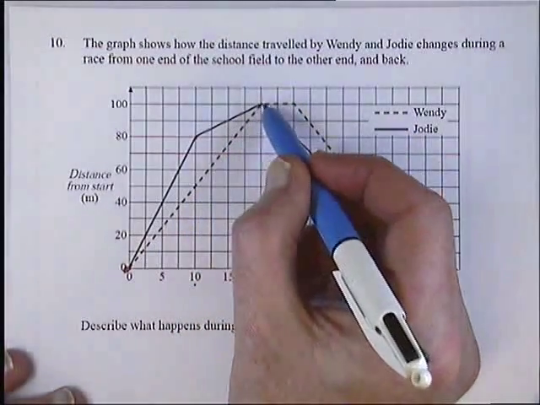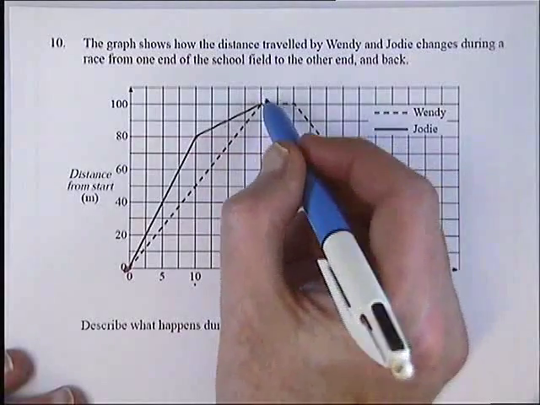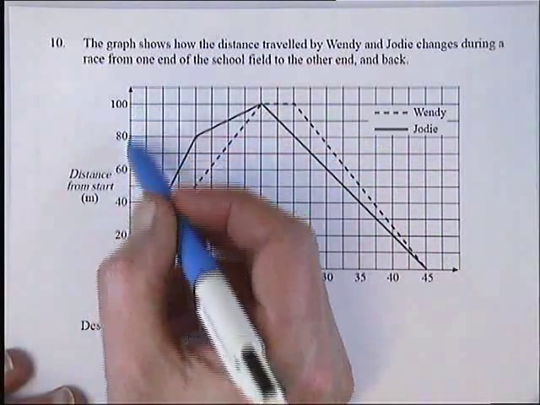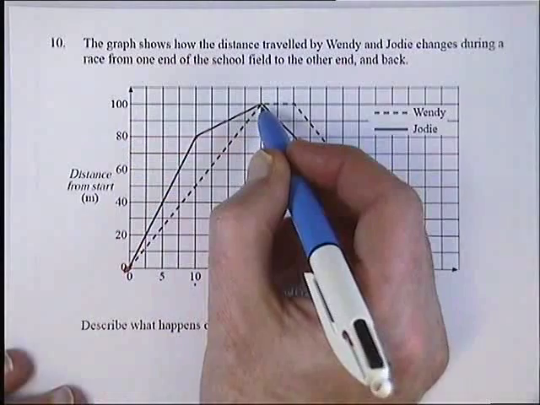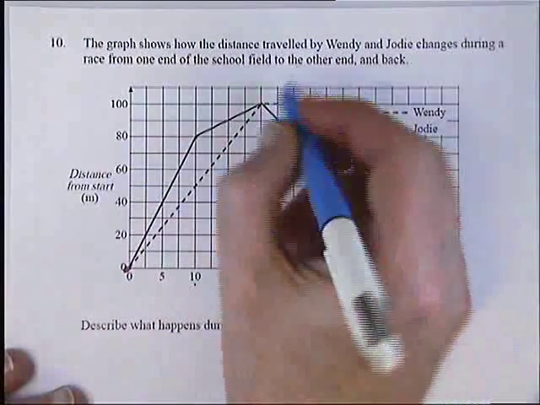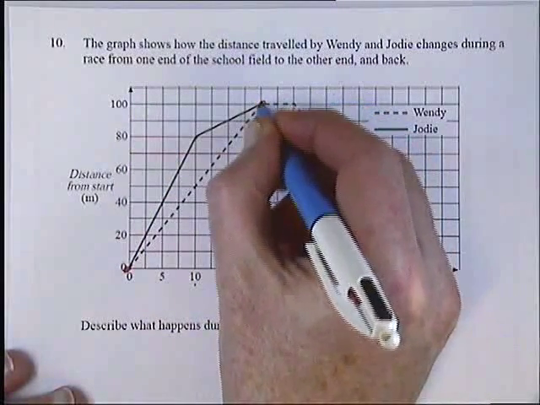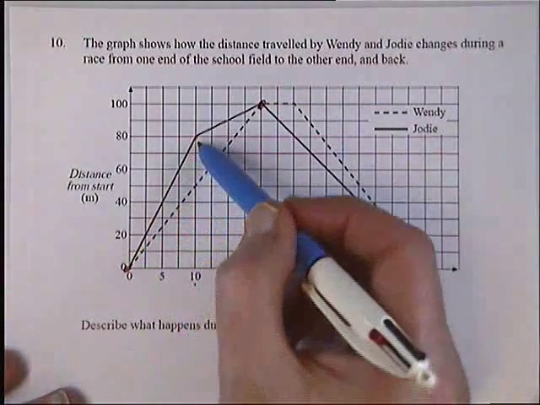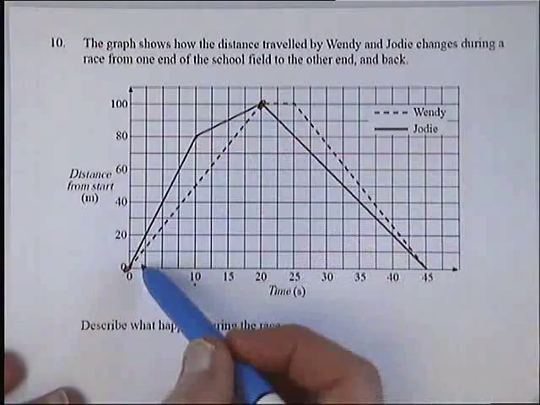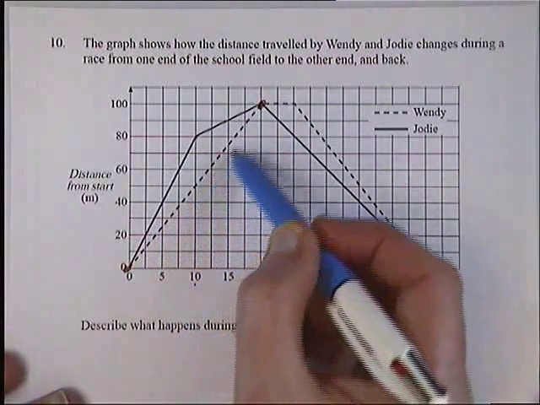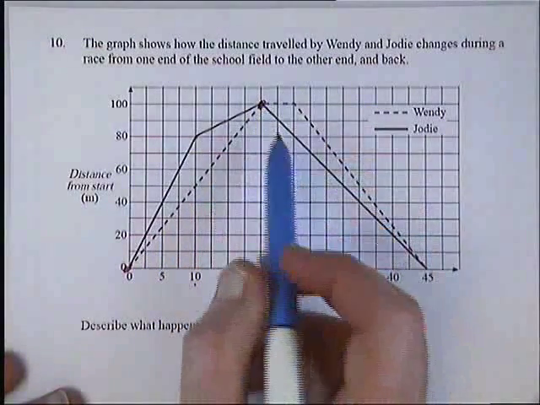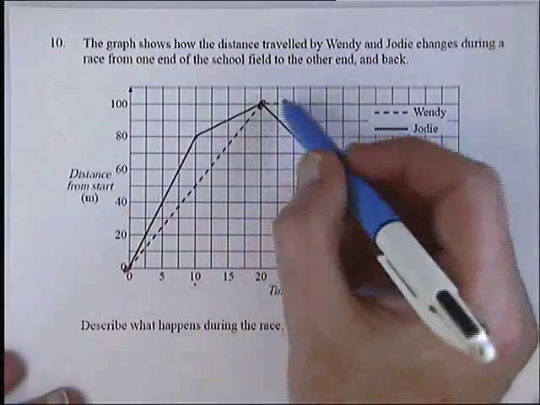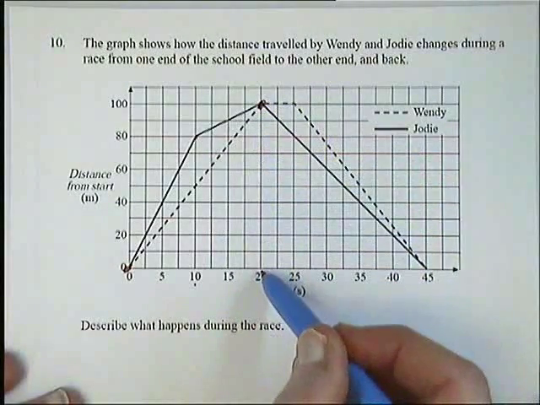Now this up here is as far up as anybody goes. So this 100 metres away from the start must be the end of the school field. And actually they both get there at exactly the same time. So whereas Jodie started off really fast and then slowed up a bit, and Wendy just kept going the same speed all the time, they've actually got to the end of the field at exactly the same time. They've got there after 20 seconds.